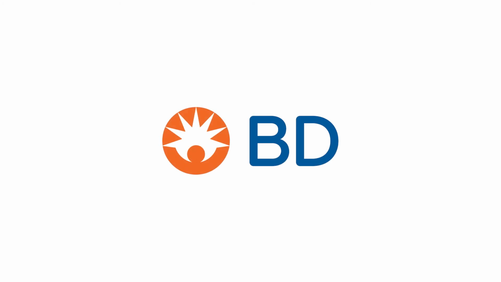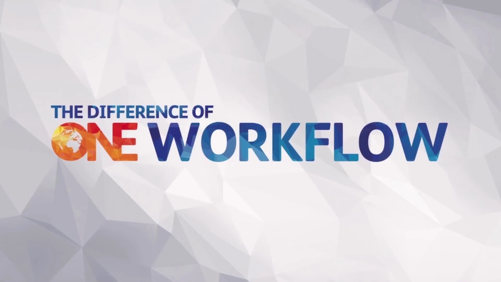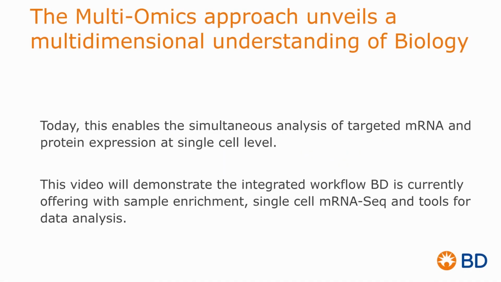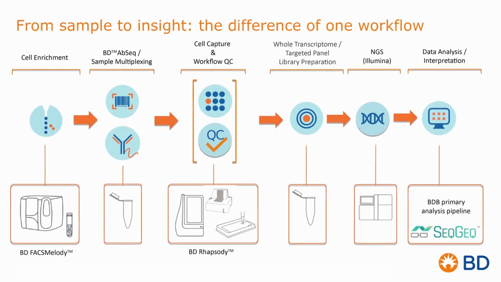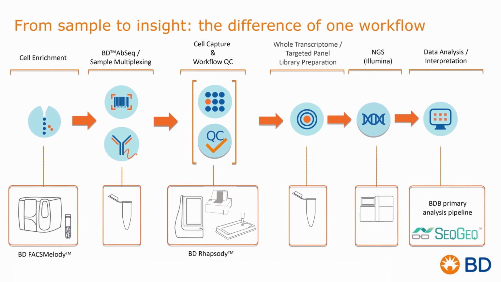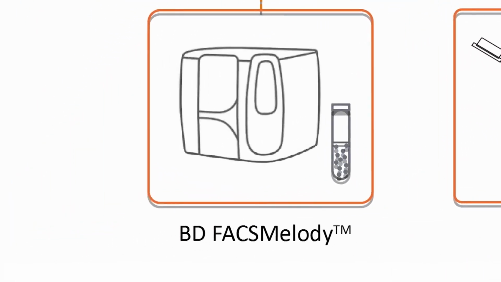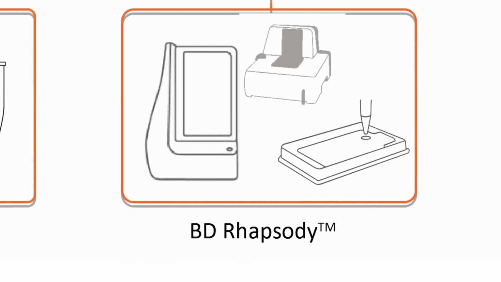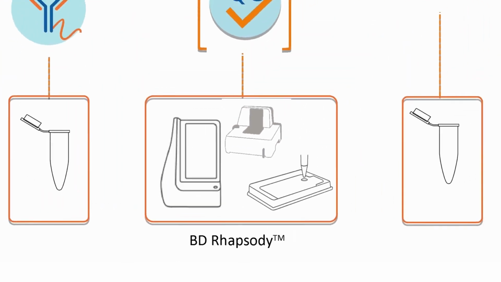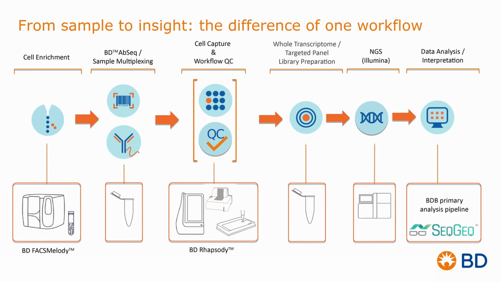BD Biosciences, a world leader in flow cytometry, has been a reliable partner to the scientific community for the past 40 years. Recent scientific advances have enabled the inclusion of mRNA expression levels in single-cell analyses. This video shows how insights can be gained into mRNA and protein expression by performing sample enrichment on the FACSMelody cell sorter, followed by a multiomics analysis on the BD Rhapsody, combined in a simple, single, streamlined workflow.